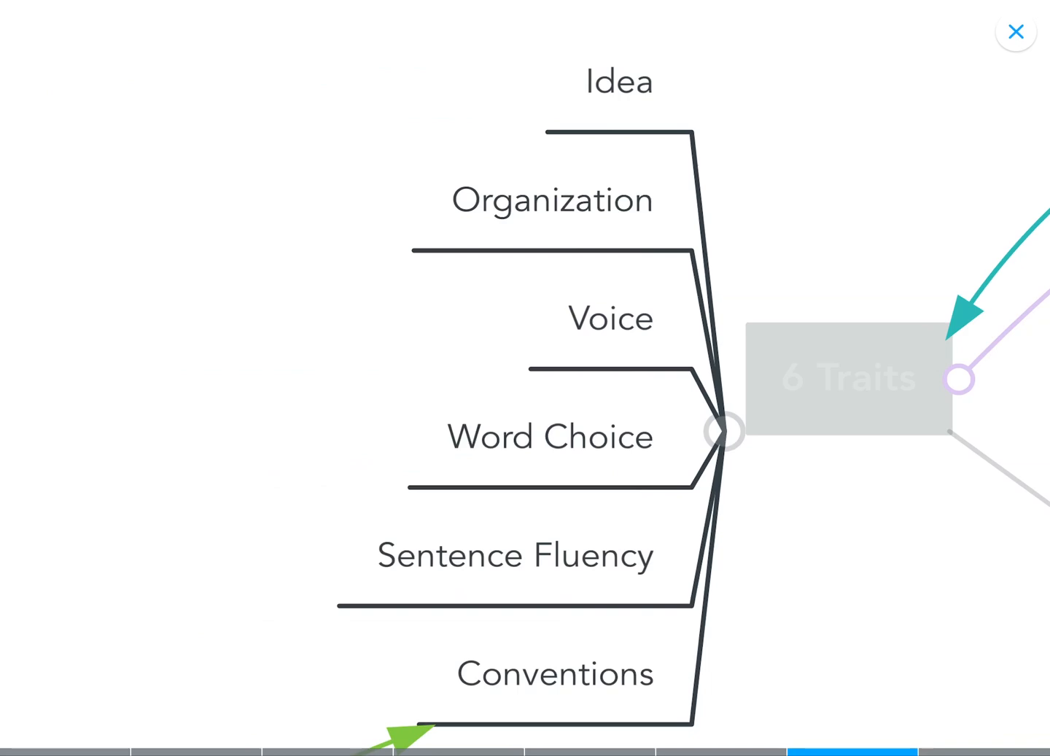For example, when my case study and I worked on word choice, we were replacing the tired words with new words from a thesaurus. Sentence fluency is the rhythm and flow of sentences. And conventions are the rules of correctness. And this is like spelling, punctuation, and grammar.